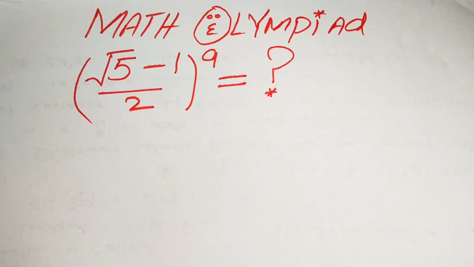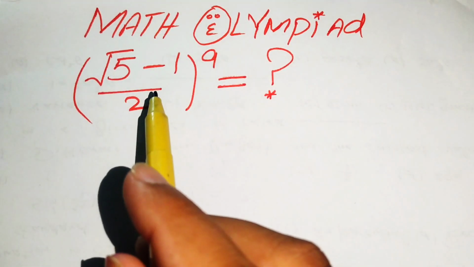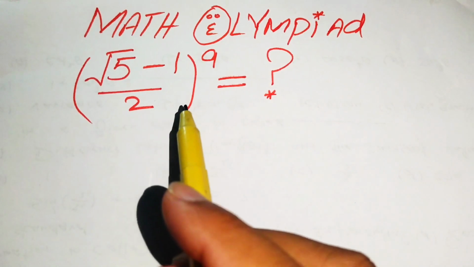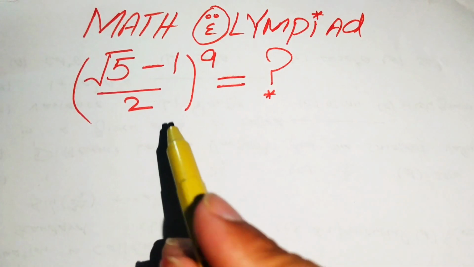Hello everyone, welcome to solve this math Olympiad algebra problem. Here we have ((√5 − 1)/2) to the power 9. We need to find the value of this algebraic expression.